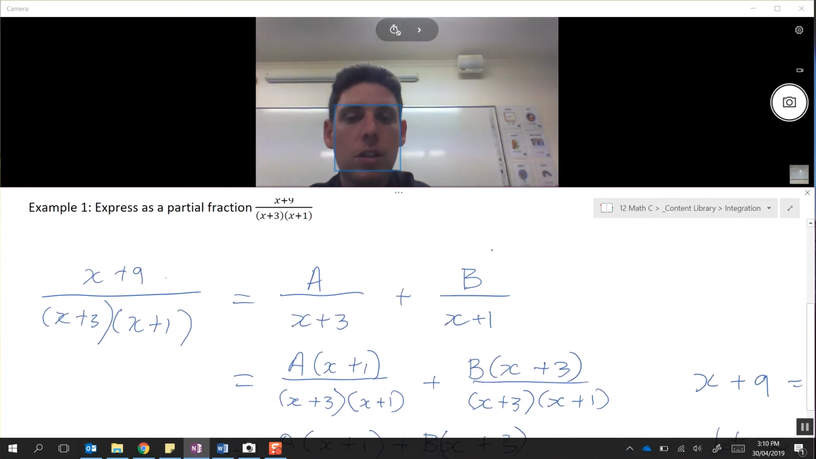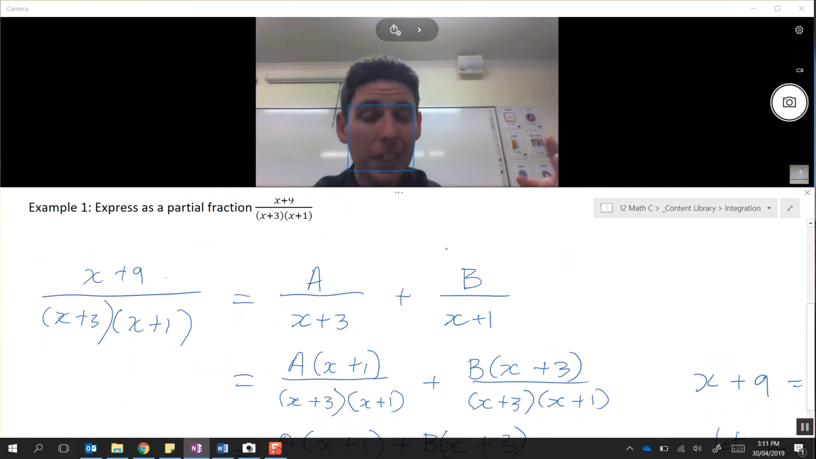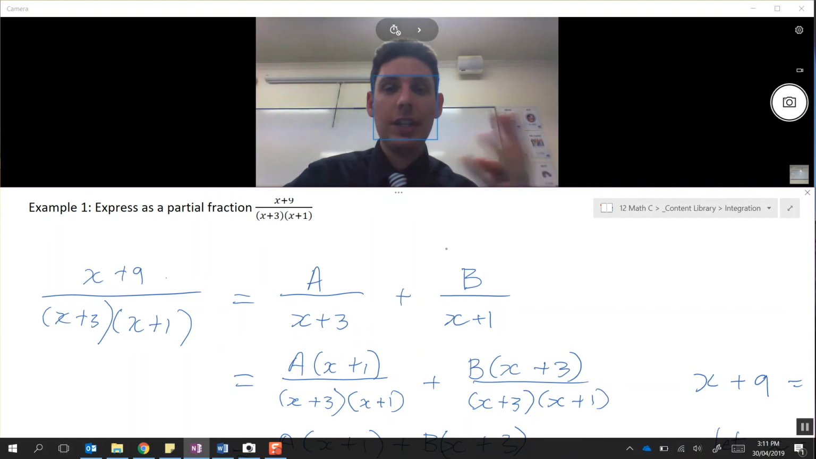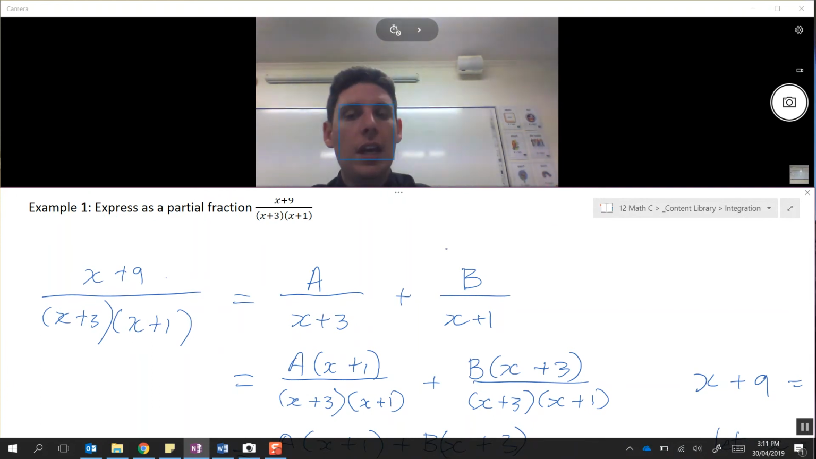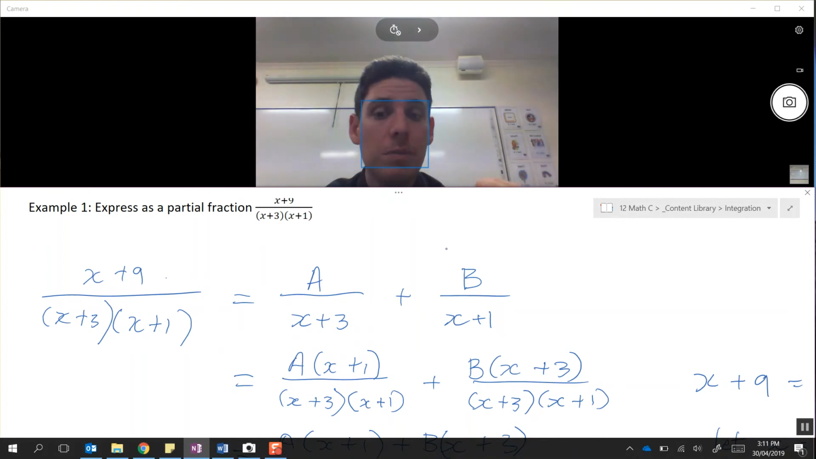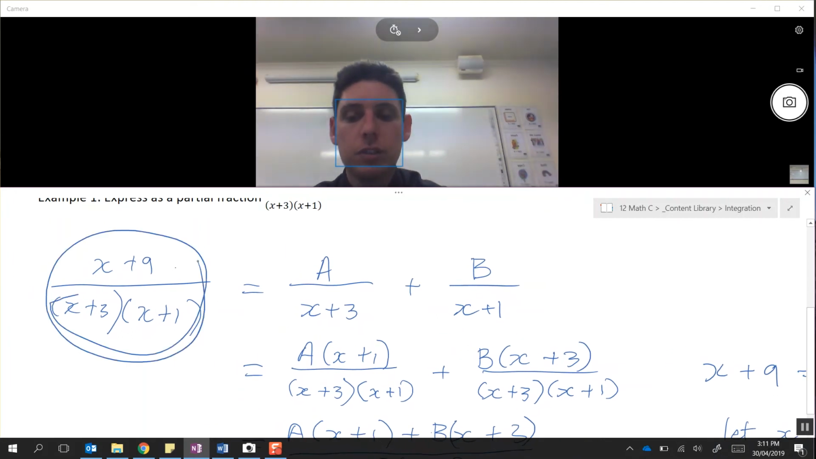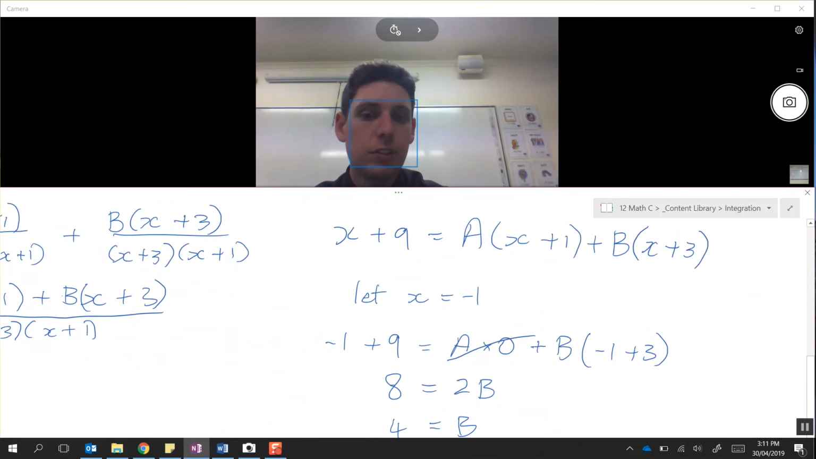Coming back to this, we know this is 4. So we've started to split up the complicated fraction into partial fractions. And this is really useful for integration because then you can easily integrate the fraction as opposed to this complicated fraction here, which is very hard to integrate.